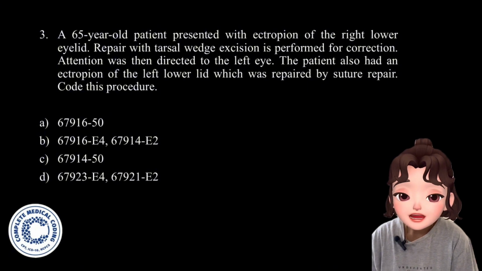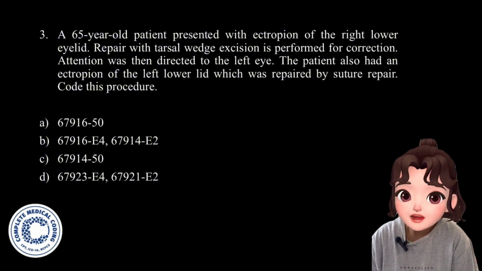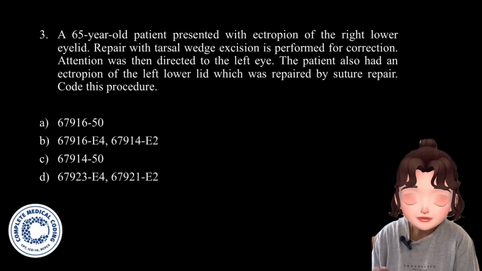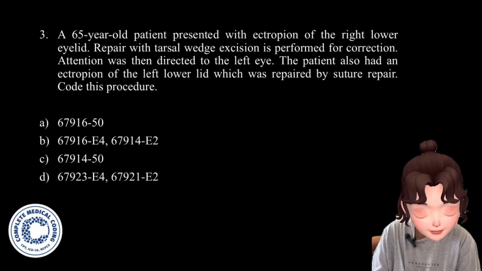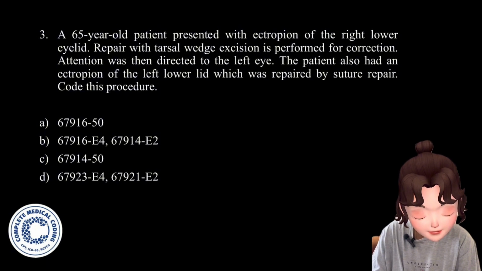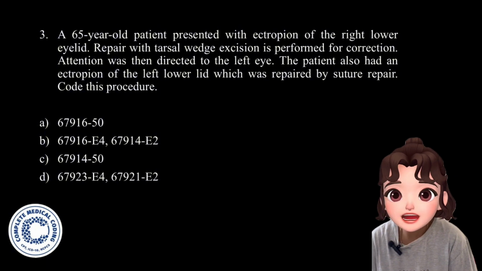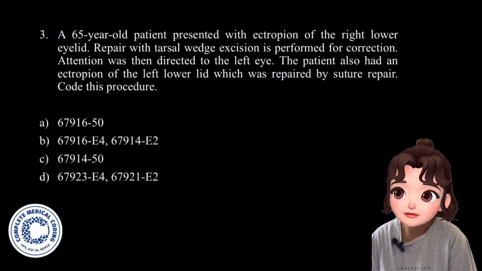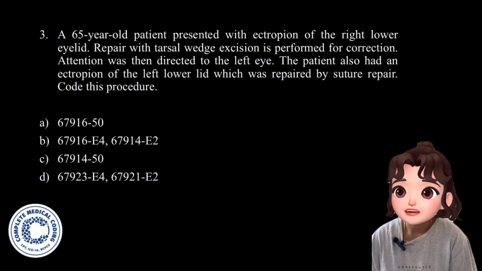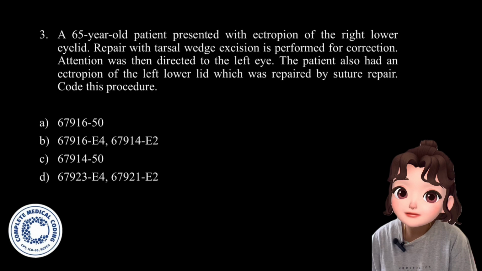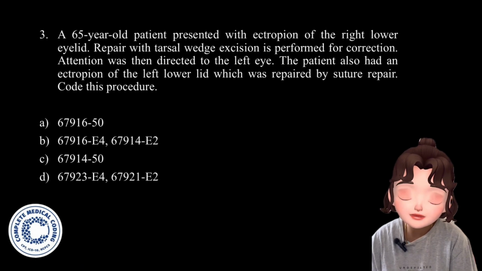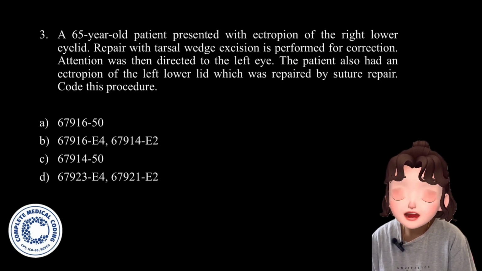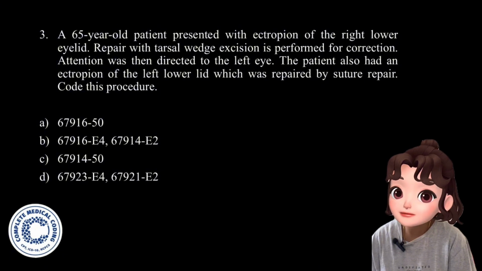Now go to other options. Again 67916 is present in option B. And what is 67914 in option B? Repair of ectropion suture. Is there any suture carried out here? Yes, the patient also had an ectropion of the left lower eyelid which was repaired by suture. So it means this is another procedure. So that also you have to code. And why is it mentioned with modifier E2 in 67914?